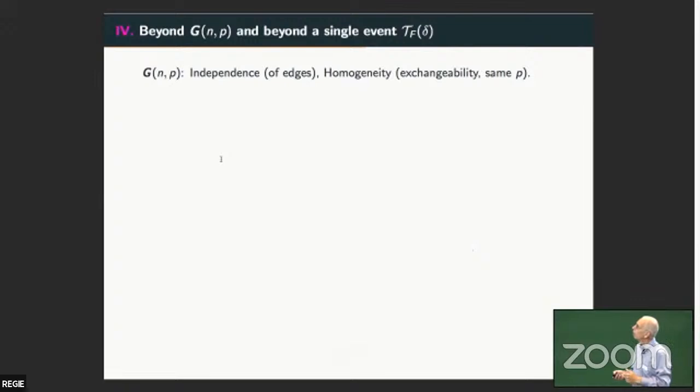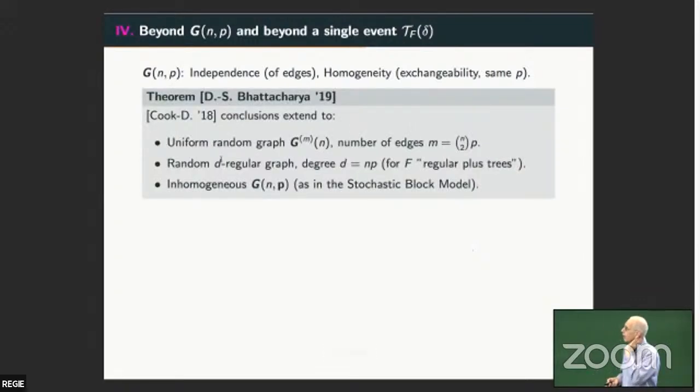Okay, so in a work with Soham Bhattacharya that I'm not going to describe in detail, we asked ourselves what happens if you look beyond G(n,p). G(n,p), the Erdos-Renyi graph, is characterized by two special properties. First of all, everything is independent, all the edges. That's very useful. And secondly, everything is exchangeable. You have exactly the same p. These things are heavily used in the proofs. And we asked ourselves, can we deviate from it and still get similar results?